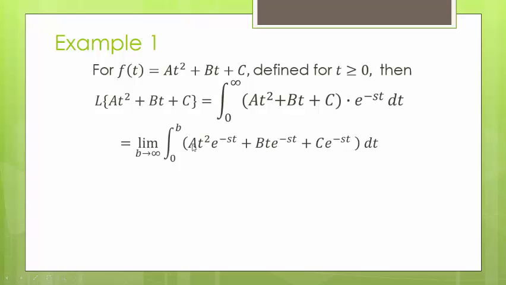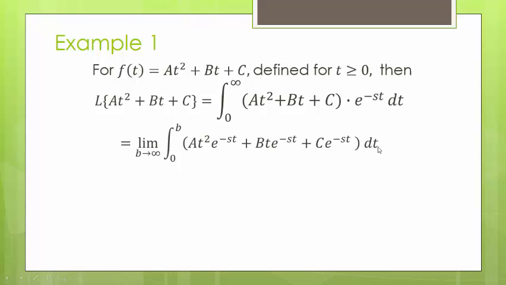You'll notice that when I try to integrate a t squared times e to the negative st with respect to t, I will need to use integration by parts twice. For b t e to the negative st, integration by parts will be necessary once. C e to the negative st, that's a piece of cake. I'm just integrating e to the negative st with respect to t.